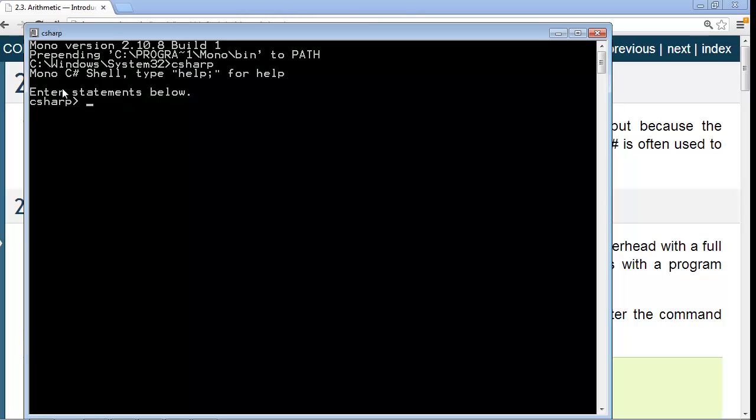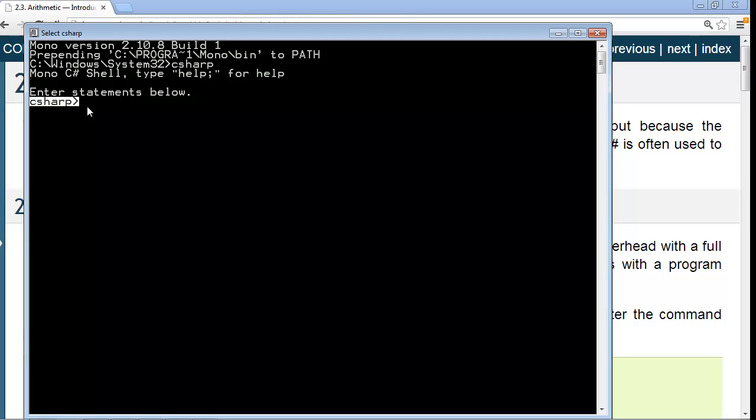So here we are. This is the prompt looking for the user to enter stuff. And csharp will allow you to enter statements one at a time and immediately act on them. So it's unlike the compiler. This is an interpreter. Also, it extends the C# notation to allow you to enter an expression. And that's what we're going to do now.